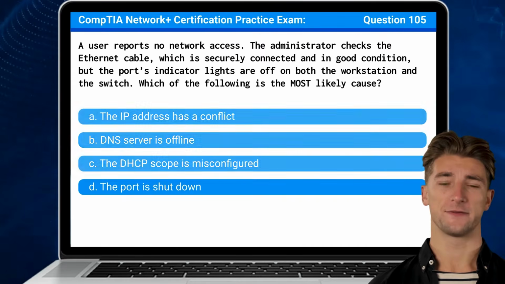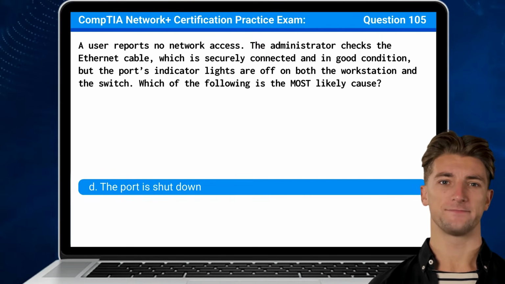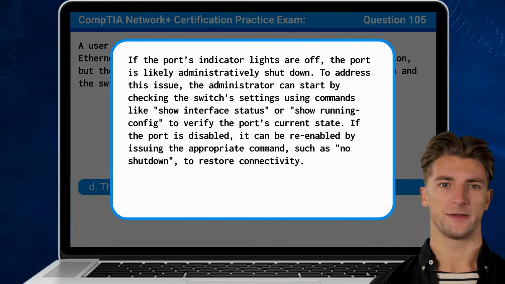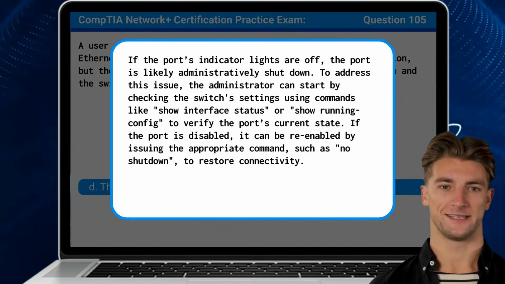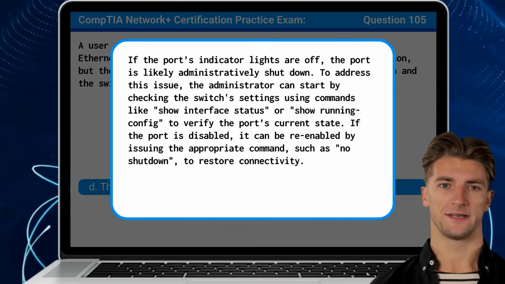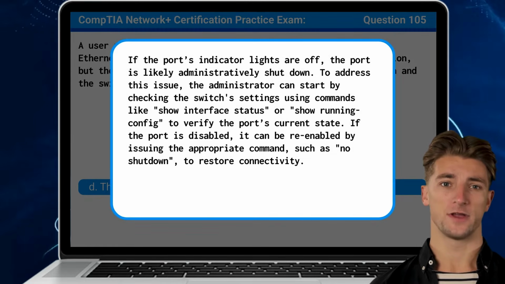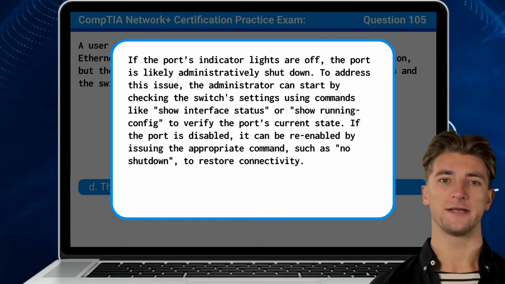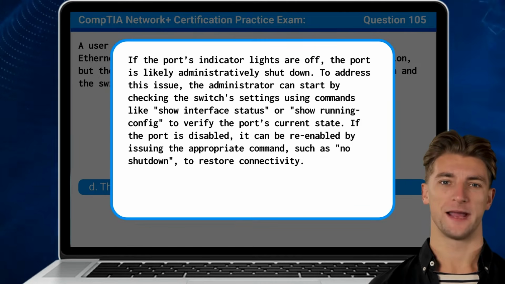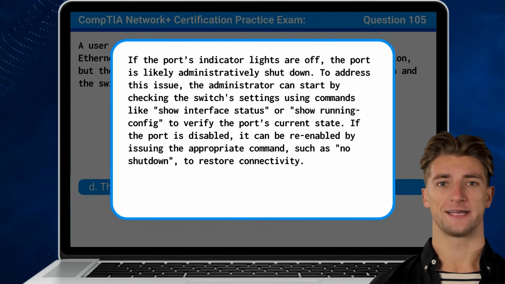The answer is D. The port is shut down. If the port's indicator lights are off, the port is likely administratively shut down. To address this issue, the administrator can start by checking the switch's settings using commands like show interface status or show running config to verify the port's current state. If the port is disabled, it can be re-enabled by issuing the appropriate command such as no shutdown to restore connectivity.